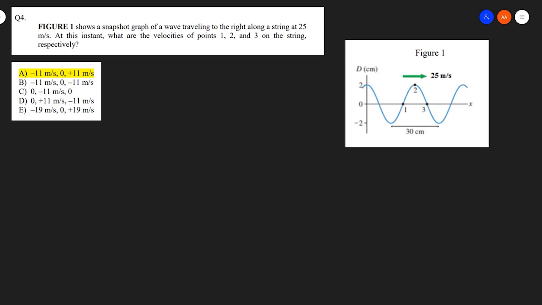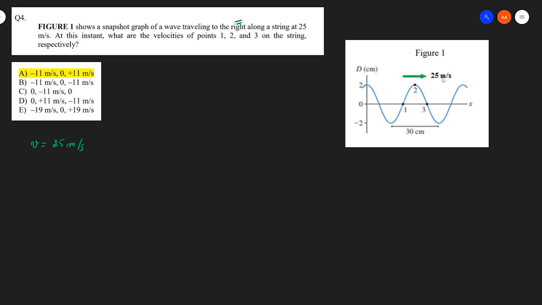Figure 1 shows a snapshot graph of a wave traveling to the right along the string. So first of all, the wave is traveling to the right along a string at 25 meters per second. So we start by writing v is equal to 25 meters per second. At this instant, what are the velocities of points 1, 2, and 3? The points are here, 1, 2, and 3, points on the string respectively.